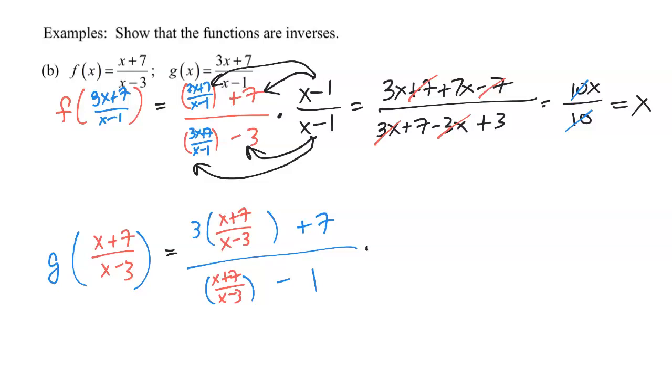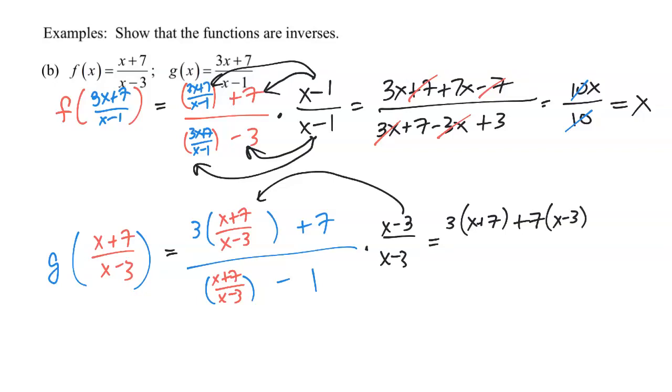Now, just like in the first step, I don't like the fractions within fractions, and so I'm going to multiply here by the denominator, x minus 3 over x minus 3, and distribute. So when I distribute to this fraction, don't forget that that 3 is there, so this is going to be 3 times the x plus 7, and then plus 7 times x minus 3. So I'm just going to go a little slower there. And then in the denominator, x minus 3 times that fraction is going to give me x plus 7, and then minus 1 times x minus 3.